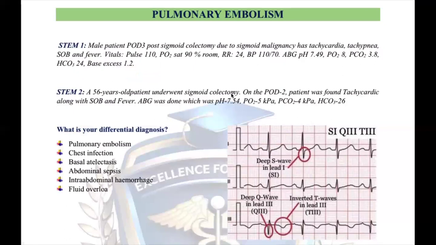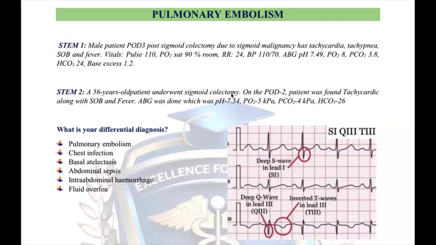A 56-year-old patient underwent sigmoid colectomy. On the second postoperative day the patient was found tachycardic along with shortness of breath and fever. ABG was done, which was pH 7.45, partial pressure of oxygen 5 kilopascal, partial pressure of carbon dioxide 4 kilopascal, and bicarbonate 26. Okay, so we can observe here, come to stem number 1.